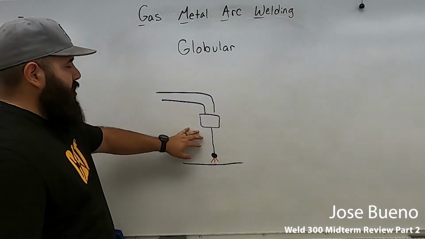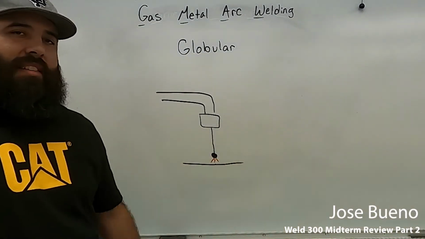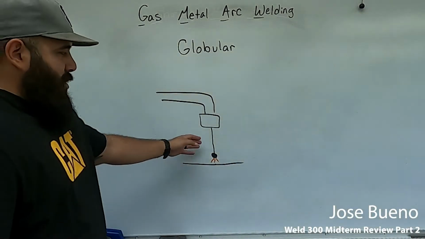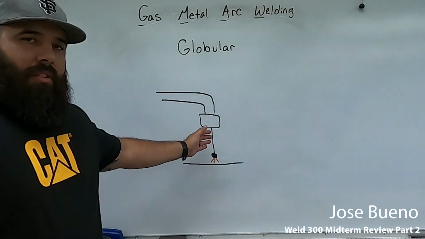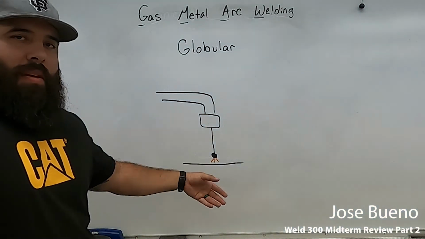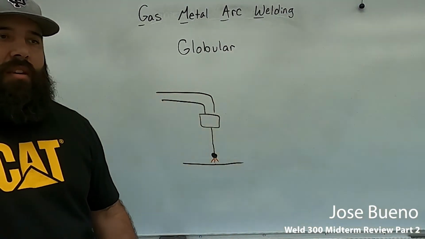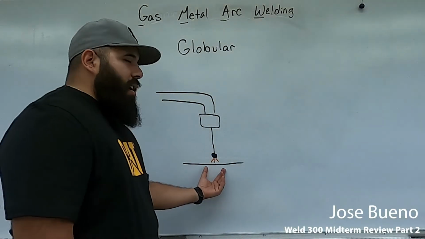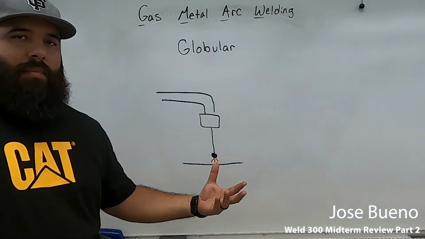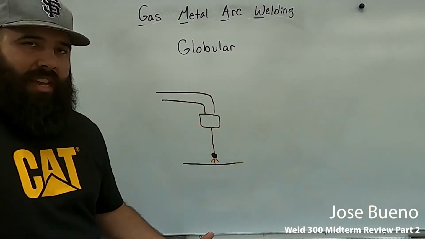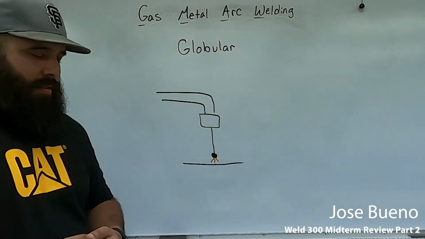Now this creates some things that are unideal. So excessive spatter, because we can't control how the globs form and travel across the arc. When they make contact with the weld, sometimes it's just too much metal and some of it splashes out and becomes spatter.